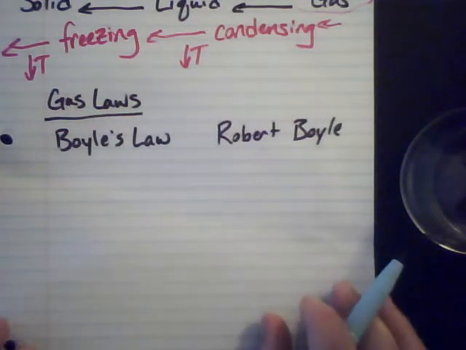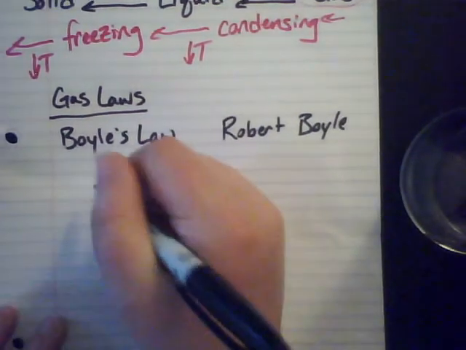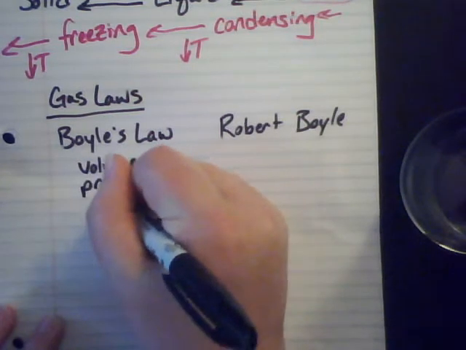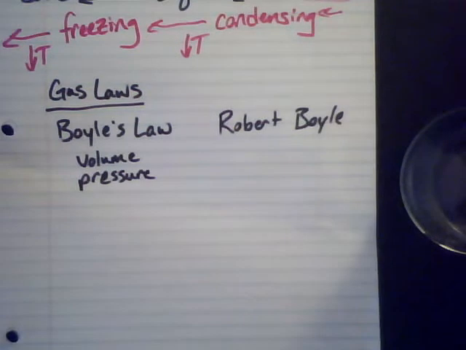Now, Boyle's Law was looking at two particular characteristics of gases. He was looking at volume and pressure, and he was looking at the relationship between the two. There's a number of different characteristics we can study about gases. Volume, how much space it takes up. Pressure, which is something we haven't really talked about much. Pressure is how much force is applied in a given area. So he was looking at how much that pressure would change if he changed the volume.